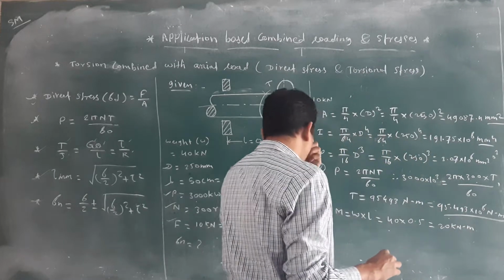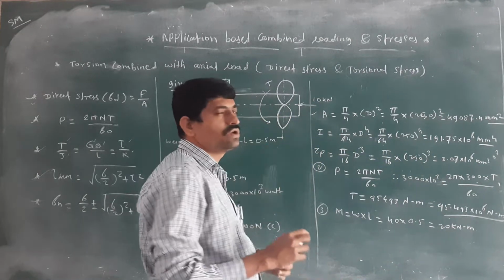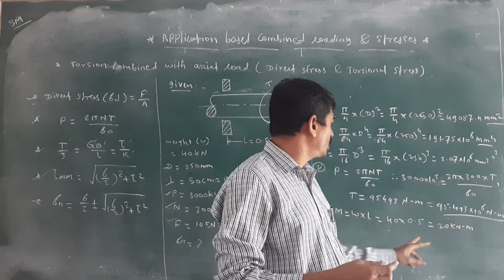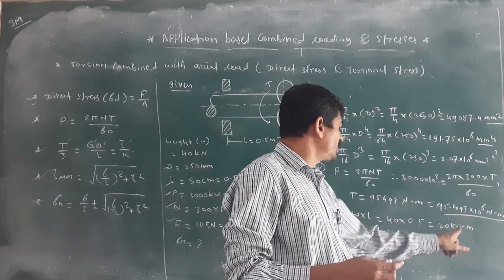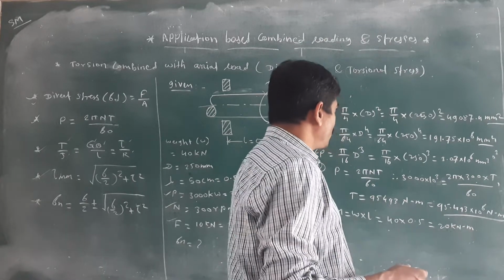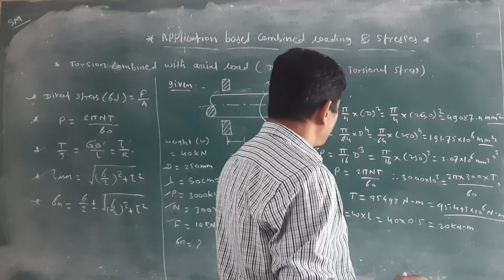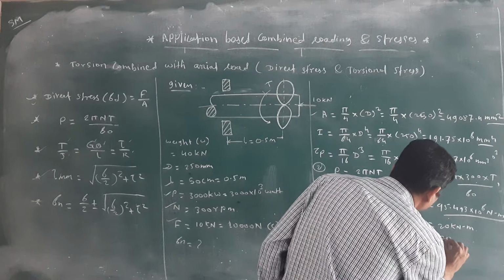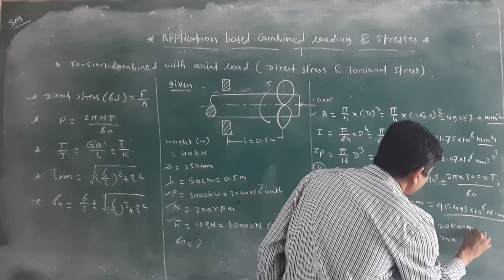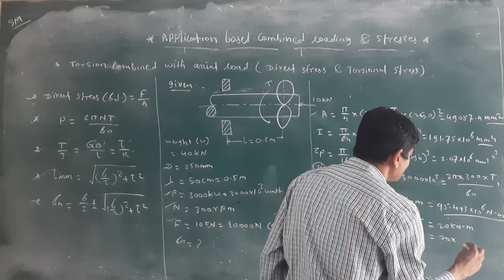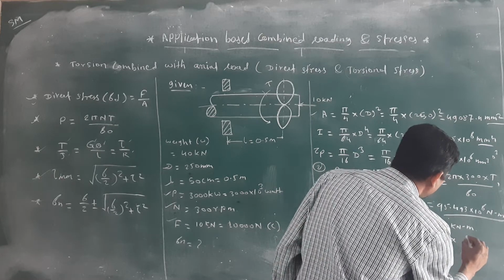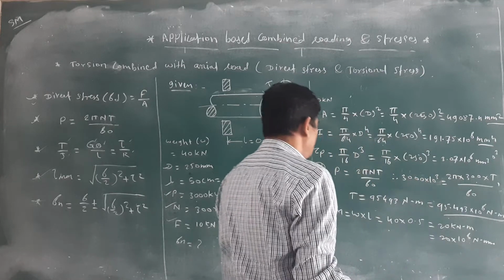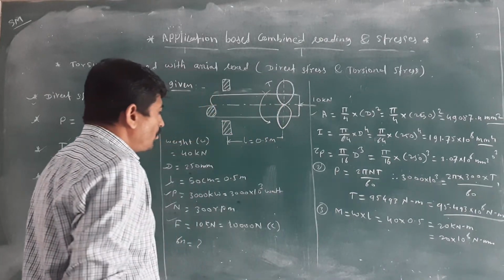What is the moment? Moment is nothing but force into distance. What is the unit of the force? Kilonewton. And what is the unit of the distance? Meter. That's why you will get 20 kilonewton meter. You can convert it to Newton mm also. Kilo is 10 raised to 3, and meter to mm is again 10 raised to 3. You will get 10 raised to 6 Newton mm. This is the value of the moment.